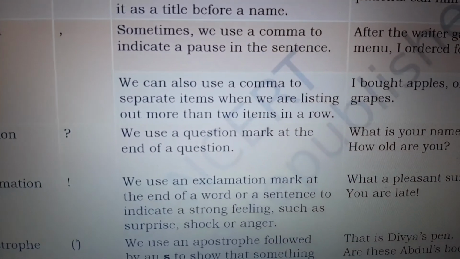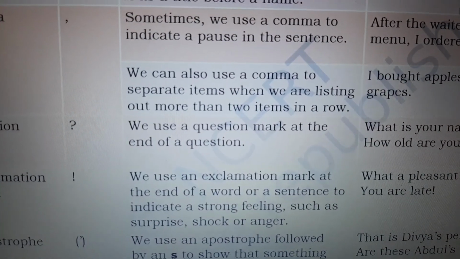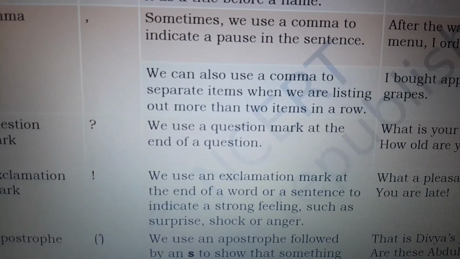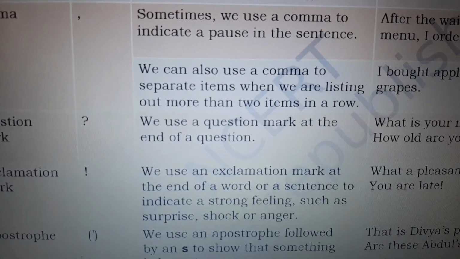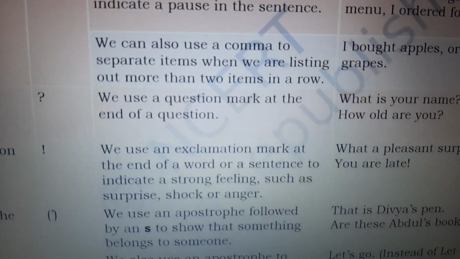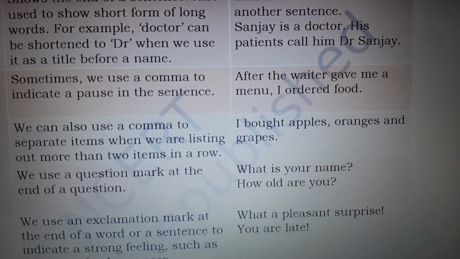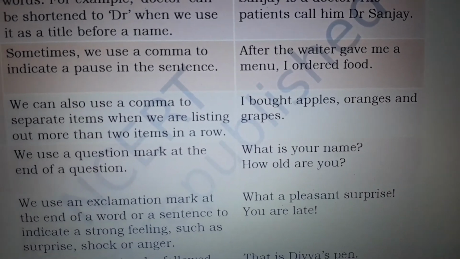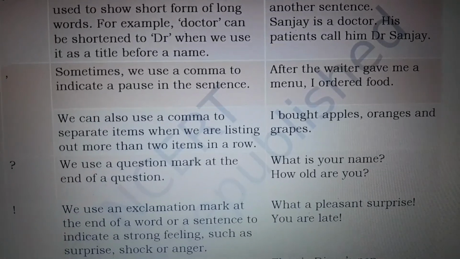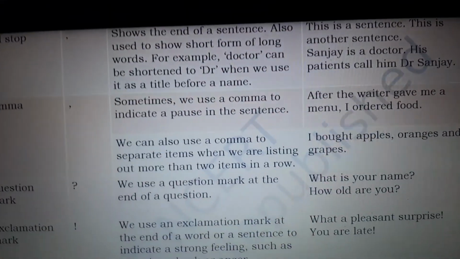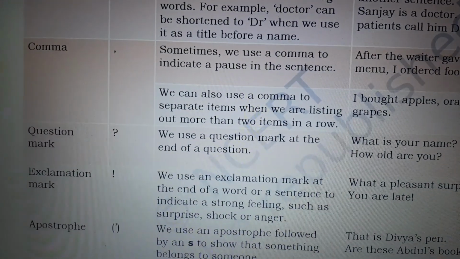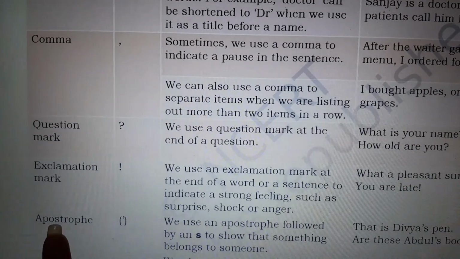Next is the exclamation mark. We use an exclamation mark at the end of a word or a sentence to indicate a strong feeling, such as when we get surprise, shock or anger. Let us take an example: What a pleasant surprise! Or when ma'am says, excellent, keep it up! So all these are examples of exclamation. Apostrophe.